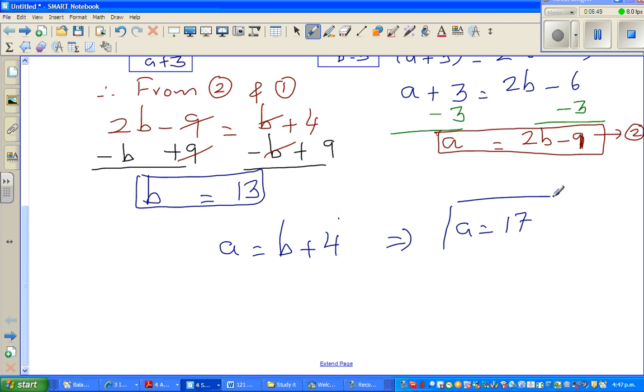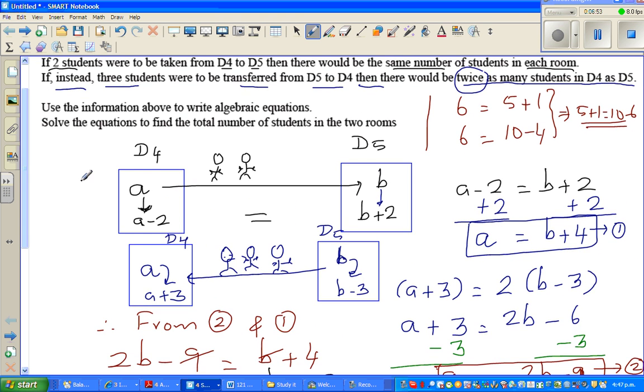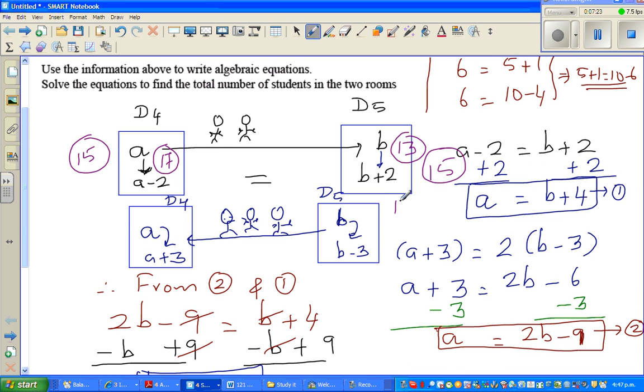So let us understand the question. There are 17 students in D4 and 13 students in D5. If two students go from D4 to D5, you will have 15 and 15. Does it make sense? 17 minus 2 is 15, and 13 plus 2 is 15. Now if it happens the other way around, you start with 13 and 17. If 3 come here, you'll have 20, and what will you have here? You'll have 10. Can you see that 20 is twice as many as 10?